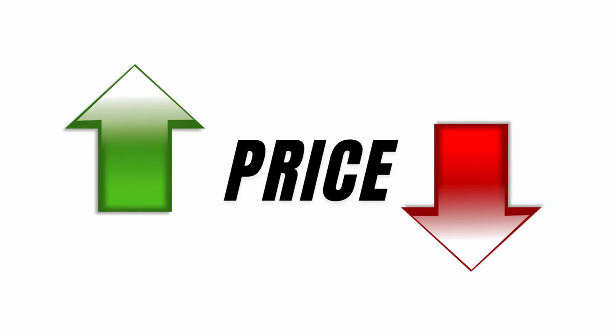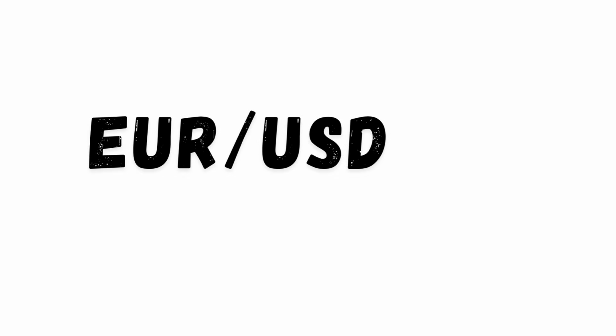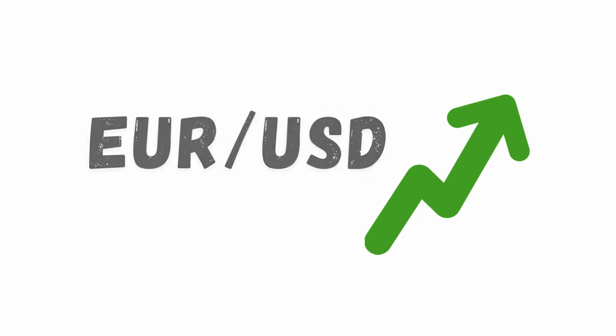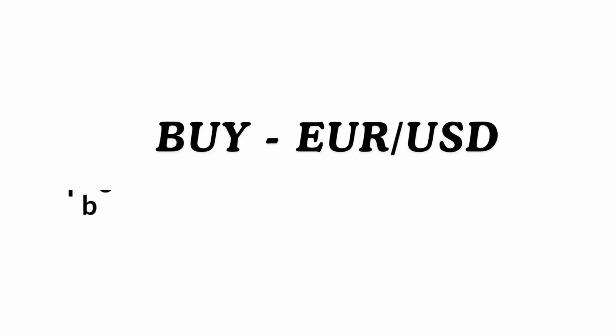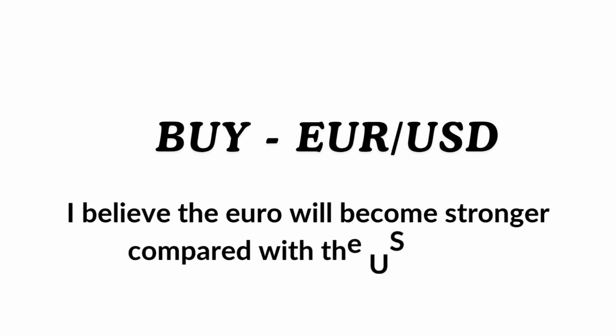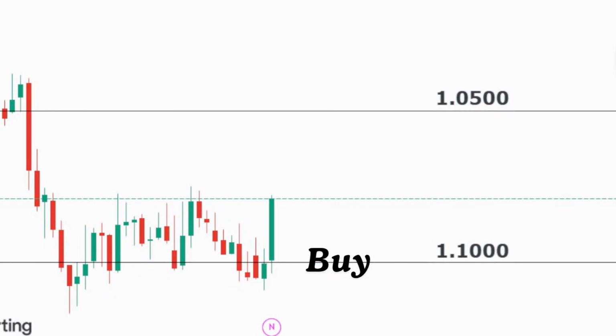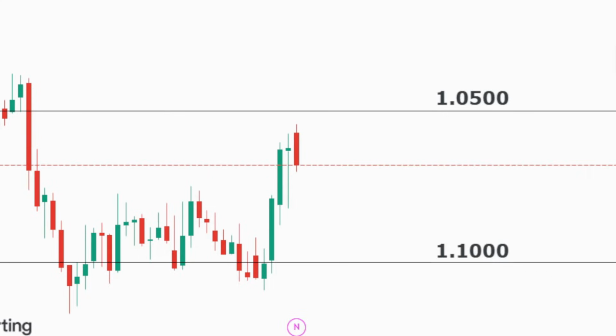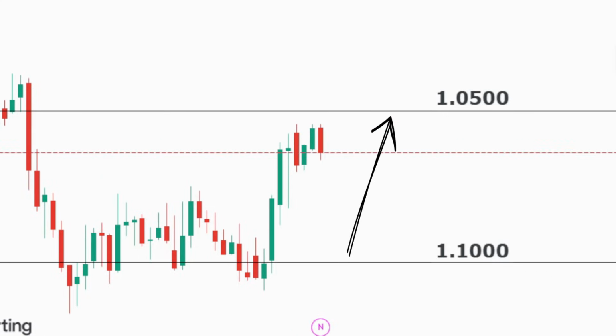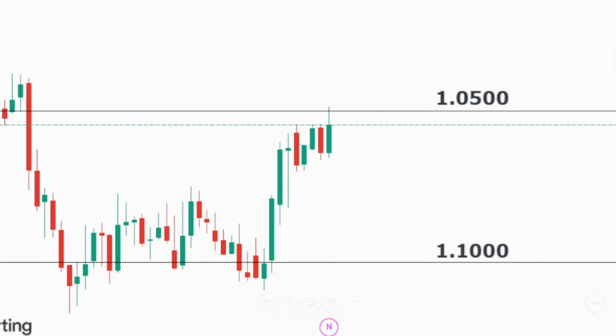Now comes the important part. You need to decide, do you think the price will go up or do you think the price will go down? That's the basic idea behind every forex trade. If you believe Euro USD will rise, you can buy. You are basically saying, I believe the euro will become stronger compared with the US dollar. Imagine you buy Euro USD at 1.1. Later, the price moves to 1.105. The market moved in the direction you expected. If you close the trade at that point, the price movement can result in a profit depending on your position size and cost.